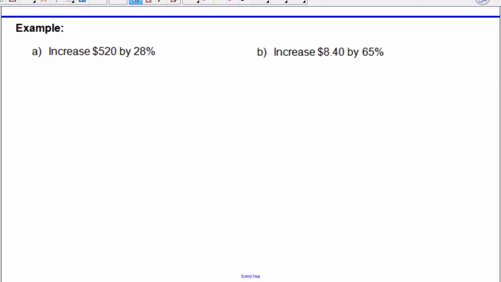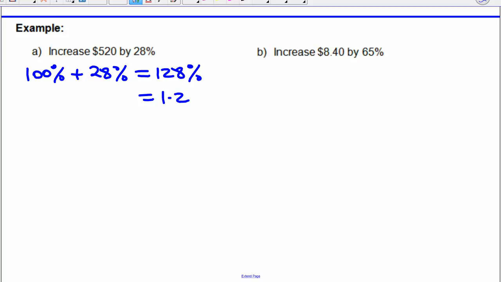So the first step that you need to do here is, this is percentage increase. You're going to add your percentage to 100. So we'll end up with 100% plus 28%, which will give you 128%, and that will give you 1.28.